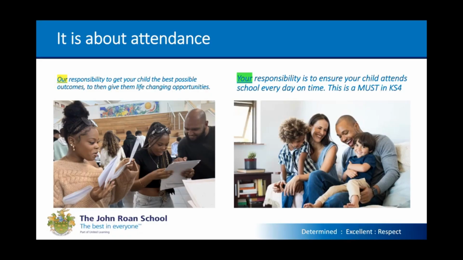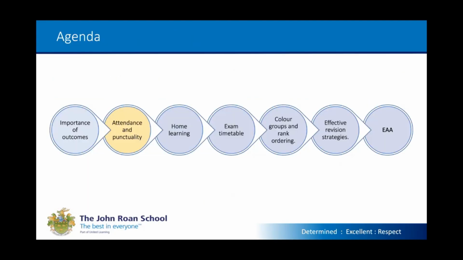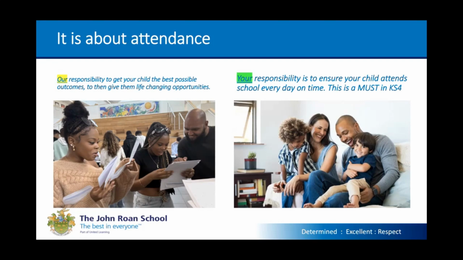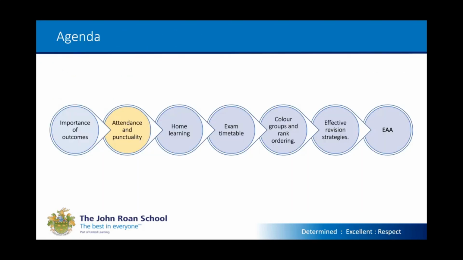And we say this because we know that it's our responsibility at the John Roan School to get your child the best possible outcomes, because those outcomes come with life-changing opportunities. However, we also ask that with the parent engagement, it is your responsibility to ensure that your child attends school every single day on time. And in Key Stage 4, when we're gearing up for our mock assessments in January, this is an absolute must. So I'm now going to hand over to Mr. Duncan, and Mr. Duncan is going to talk about attendance and punctuality in Year 10 and the expectations regarding that.